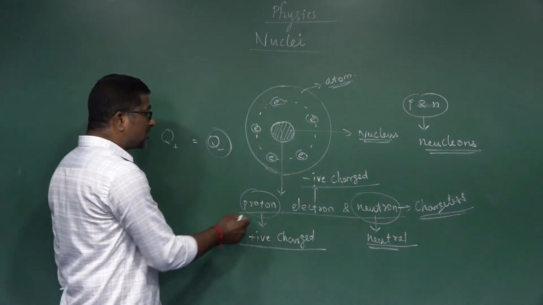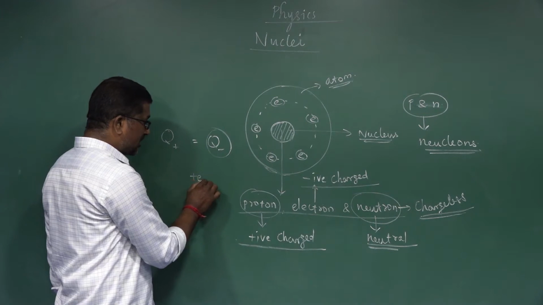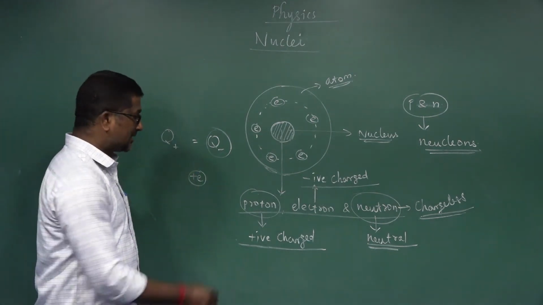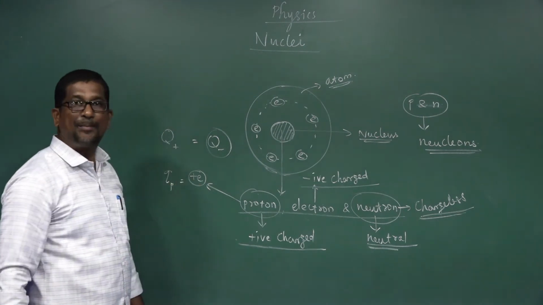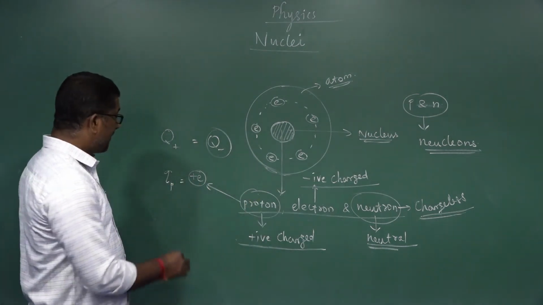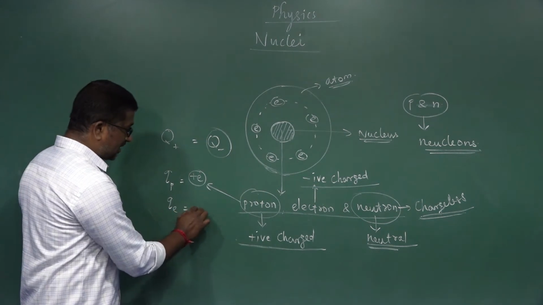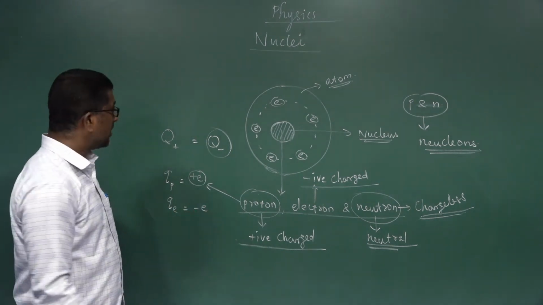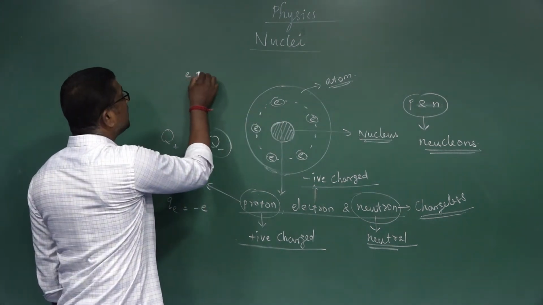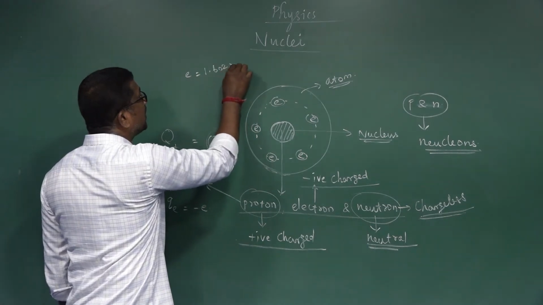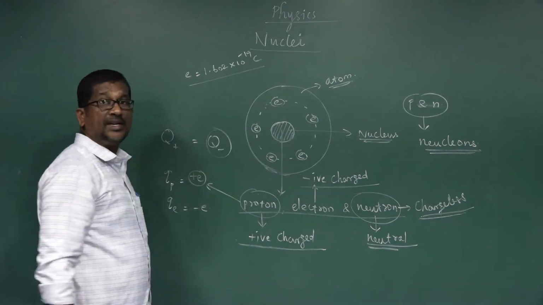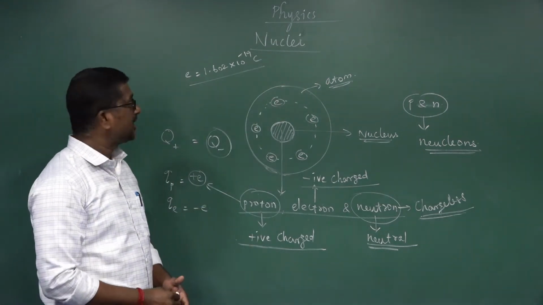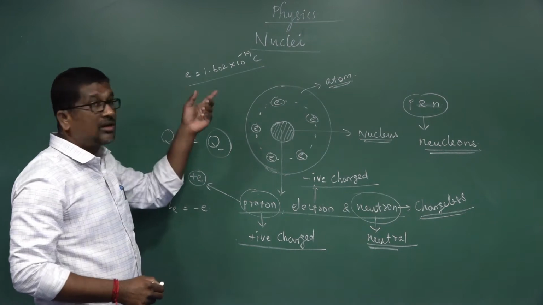Right? The charge of a proton is represented by plus e, and the charge of an electron is represented by minus e. What is the value of e? e is equal to 1.602 × 10^-19 coulomb. Coulomb is the unit of electric charge, right? e denotes the charge of an electron.